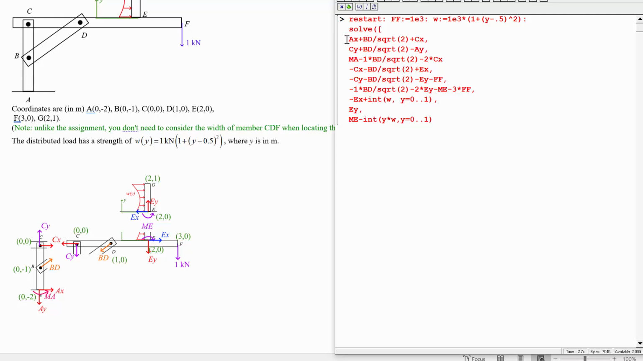It goes force in x, force in y, and then moment about some point. We need a comma there. That would have caused us some trouble later.